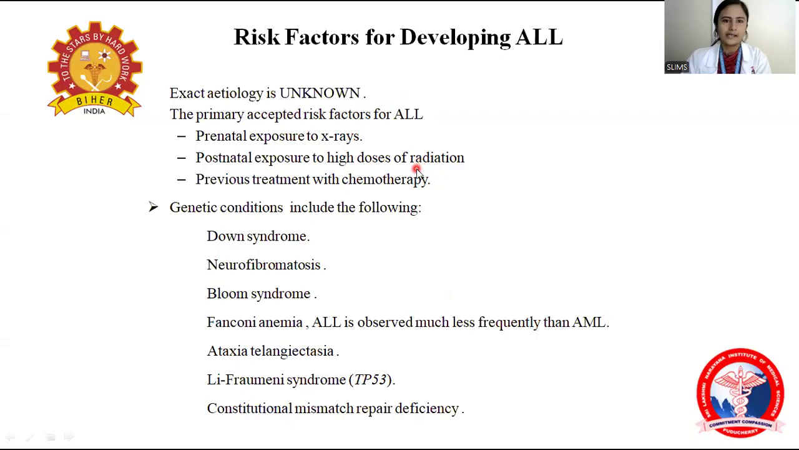So what are the risk factors for ALL? The exact etiology is unknown, but the primary accepted risk factors for ALL are prenatal exposure to X-rays, postnatal exposure to high-dose radiation, and previous treatment with chemotherapy. Apart from this, there are genetic conditions which also pose a risk for ALL: Down syndrome, neurofibromatosis, Bloom syndrome, Fanconi anemia, ataxia telangiectasia, Li-Fraumeni syndrome, and constitutional mismatch repair deficiency. Bloom syndrome, Fanconi anemia, and ataxia telangiectasia are DNA repair defects, so they can give rise to any malignancy, but most commonly ALL. They can lead to leukemia, sarcoma, and other solid organ tumors.